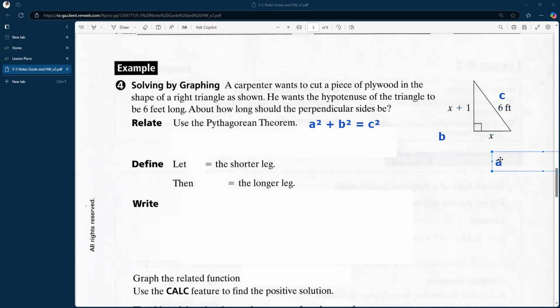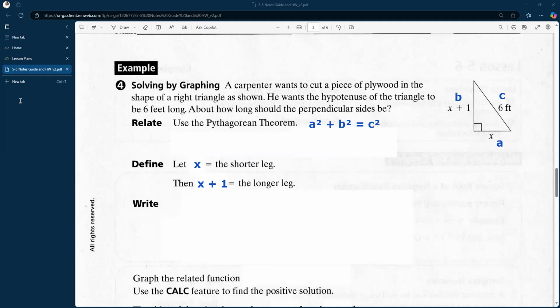So let's let our shorter side be A and our longer side be B. So the shorter side is going to be A or X. The longer side is going to be X plus 1. When we write this as a quadratic, we are going to write our equation in the form of Pythagorean's theorem. A squared plus b squared equals c squared.